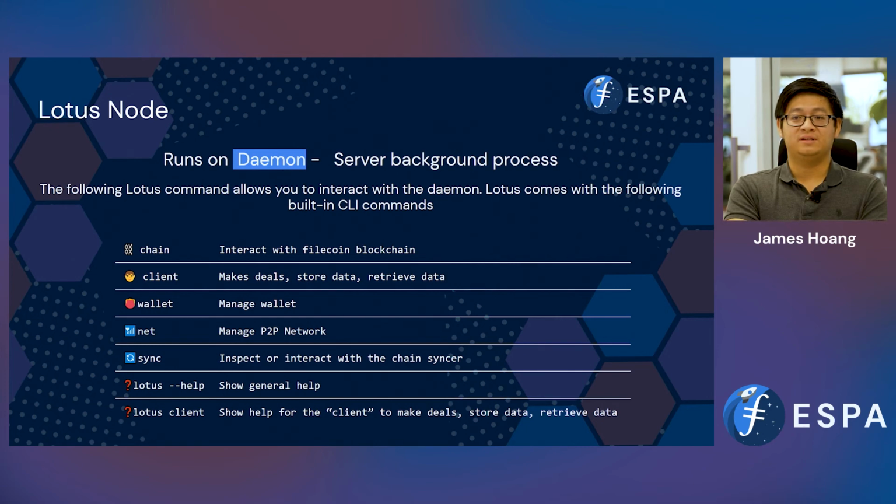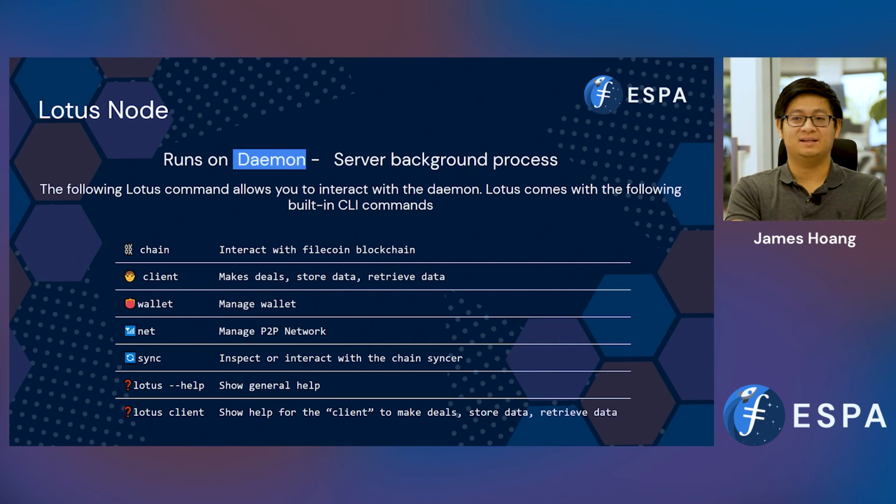So a little more information about the Lotus software. All of the Lotus applications mentioned in the previous slide, Lotus Miner, Lotus Worker, Lotus Market, run as a daemon. A daemon, put simply, is a process that runs in the background of a server. Once the daemon process is up and running, you are able to interact with the different components, the chain, the Lotus Miner, Workers, and Market, through the suite of commands that were installed.